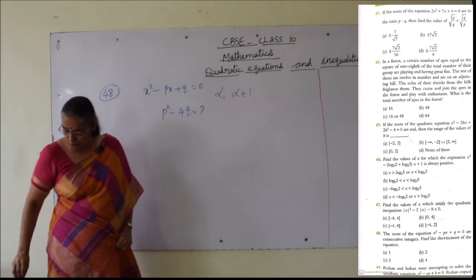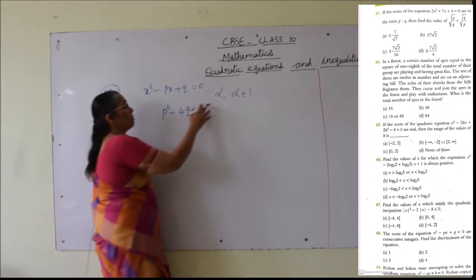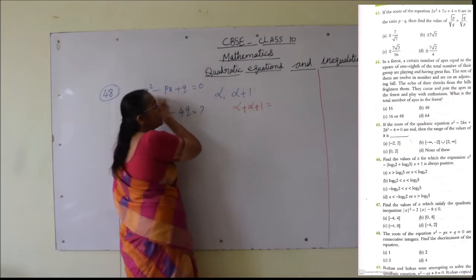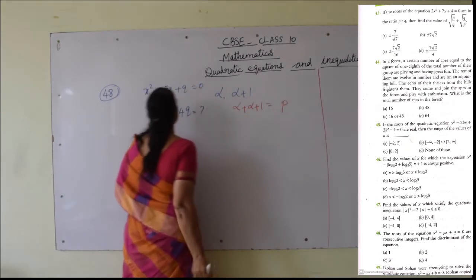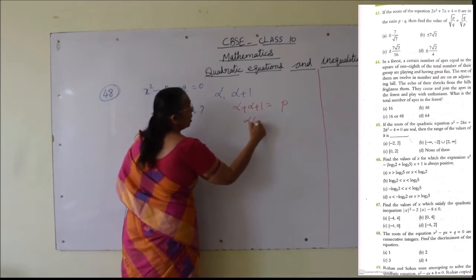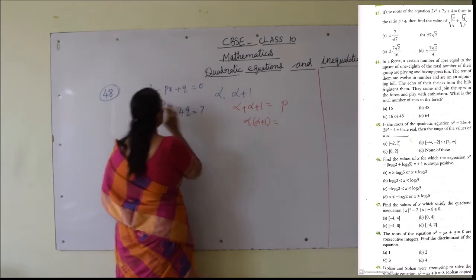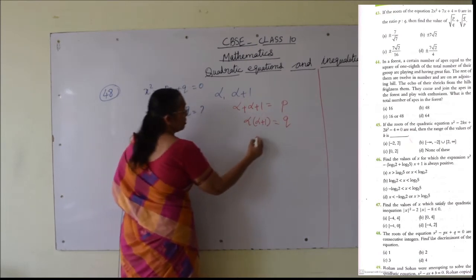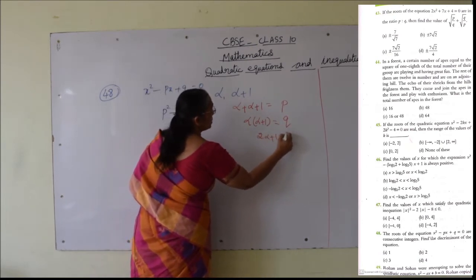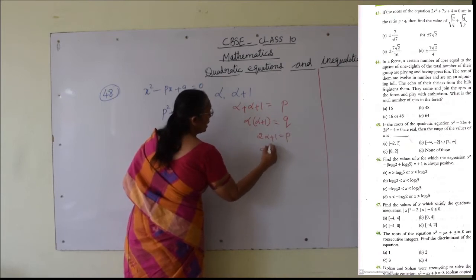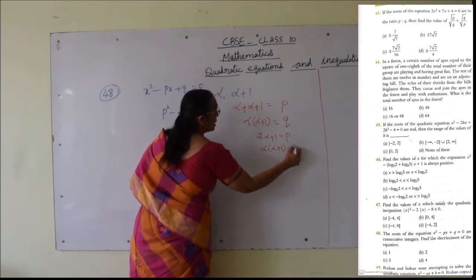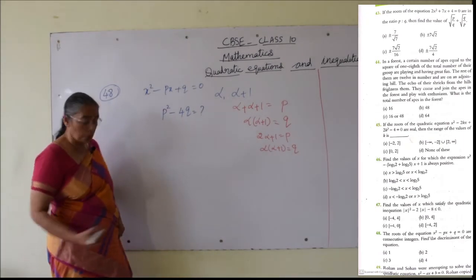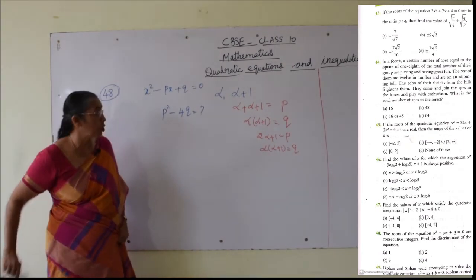Shall we find out? The sum of the roots from the quadratic equation: alpha plus alpha plus 1 is minus b by a, minus of minus p, and the product alpha times (alpha plus 1) is c by a, q by 1, which is q. So the first equation gives 2 alpha plus 1 equals p. From the second equation, alpha times (alpha plus 1) is q. Now, the question is, what is p squared minus 4q, that is b squared minus 4ac?